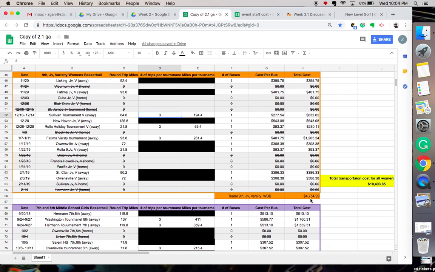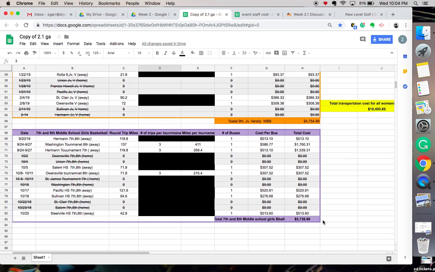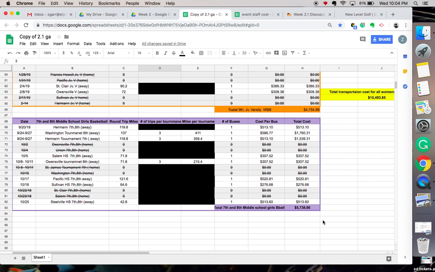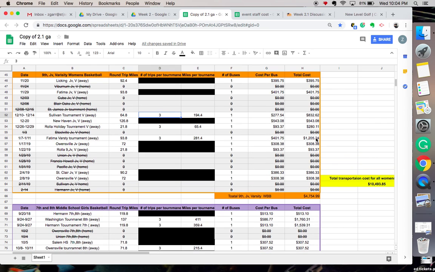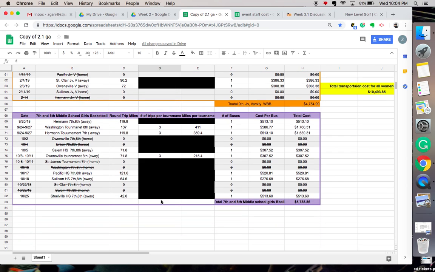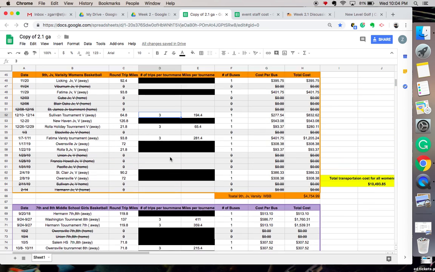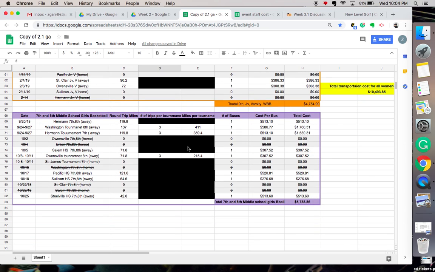Our ninth grade, JV, varsity, and women's basketball ended up being $4,754.99. For our purple here is our middle school, which I found odd because you travel a lot for the varsity women's basketball schedule. I feel like they're always on the road, with a lot of home games and a lot of away games, but our middle school program is actually costing more to transport this year than our varsity. But there are also 3 tournaments in the varsity schedule that we had to calculate for.